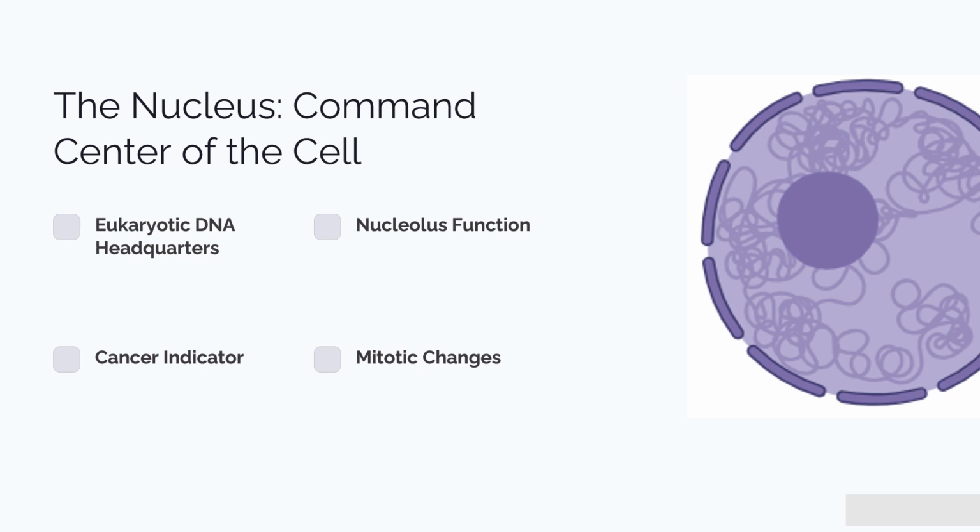Let's come to the other important organelle, which is the nucleus. The nucleus is the command center of the cell. Why? Because it is the site of DNA replication and RNA transcription. The DNA gets replicated here, and the formation of mRNA from this DNA also happens in the nucleus. So, what is the nucleolus? The nucleolus is another organelle present inside the nucleus. It synthesizes ribosomal RNA, rRNA.